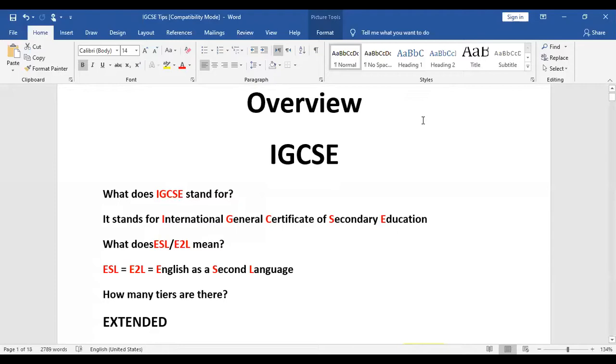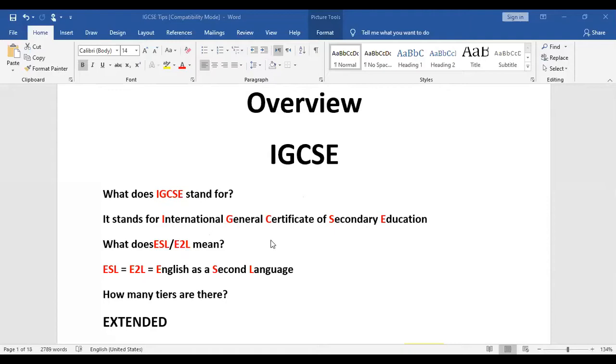Great. This is an overview of IGCSE. First of all, what does it stand for? As you can see here, it stands for International General Certificate of Secondary Education. It's very important to pronounce words the same way, because this matters for your speaking or oral assessment. As an IG student, you're going to have the oral assessment. And ESL or E2L means English as a Second Language. So this orientation is basically for IGCSE ESL, English as a Second Language.